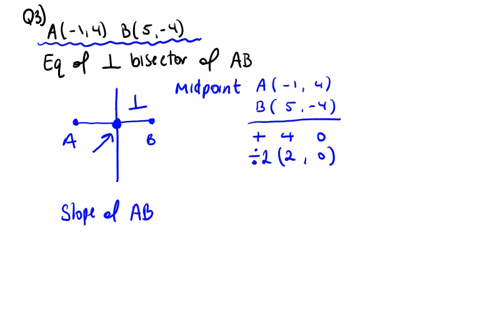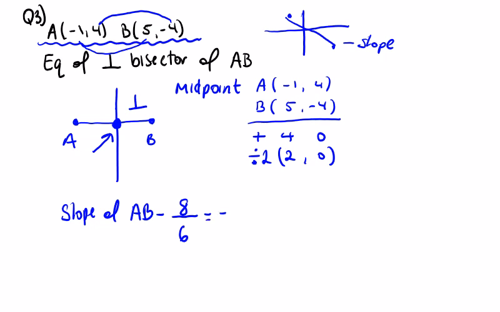So, is it positive or negative? Well, let's just do a quick sketch of where the points might be. Minus 1, 4 will be up here somewhere, and 5, minus 4 will be down here somewhere. So you can see this is definitely negative slope. So now we can just say changing y over changing x with a negative in front of it. Changing y from minus 4 to 4 is 8. And the change in x from 5 to minus 1, or from minus 1 to 5, is 6. Minus 8 over 6 is minus 4 over 3.